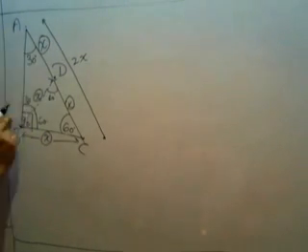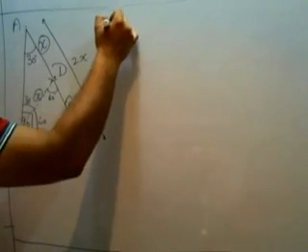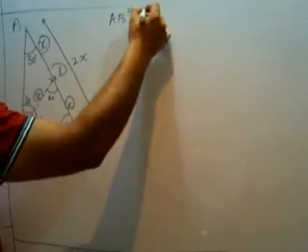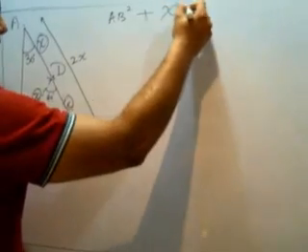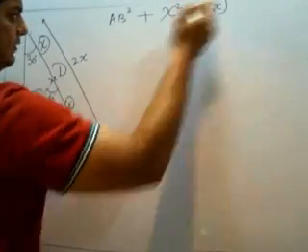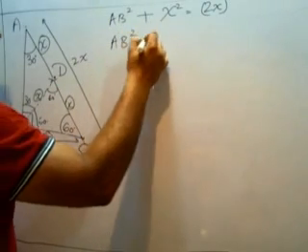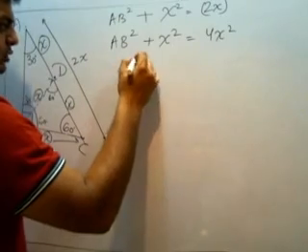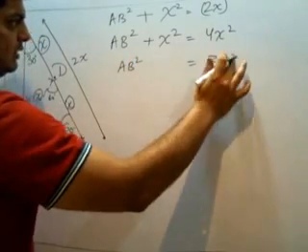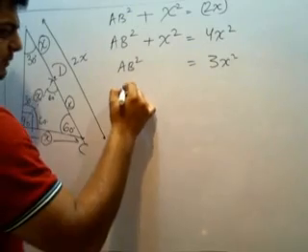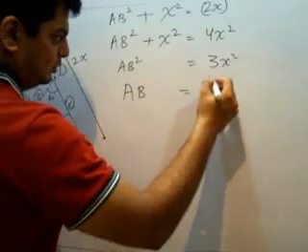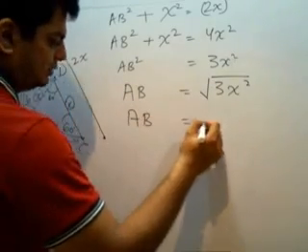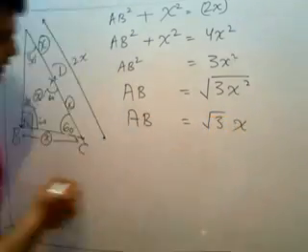Right? What about this length? This is AB, and since Pythagoras can be applied over here, AB square plus x square happens to be 2x square. That is, AB square plus x square would eventually give us 4x square, and AB square is good enough to be 3x square. Right? And if we see AB only, then it must have been root of 3x square. And eventually we will reach the conclusion that AB would be of measure root 3x.